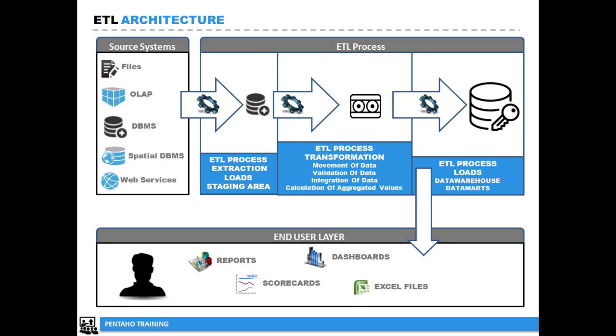So basically, staging area is dumping of the data from different sources into one place. So my staging is created. After my staging, the transformations are done, where we do the validations of data, movement of data, integration, and very different business logic is performed in this part. Then we load data into the data marts and data warehouses, from where the user interacts and derives the results in the form of reports, dashboards, scorecards, etc. So this is the ETL architecture.